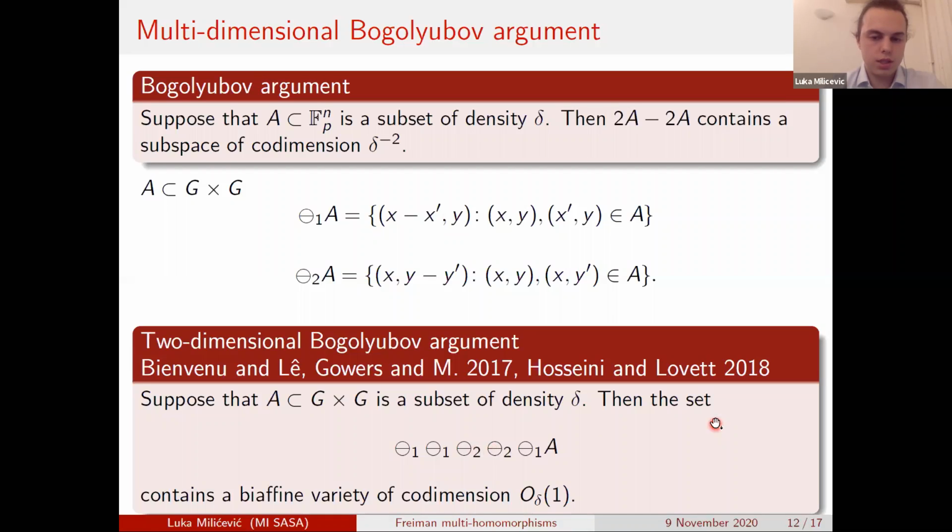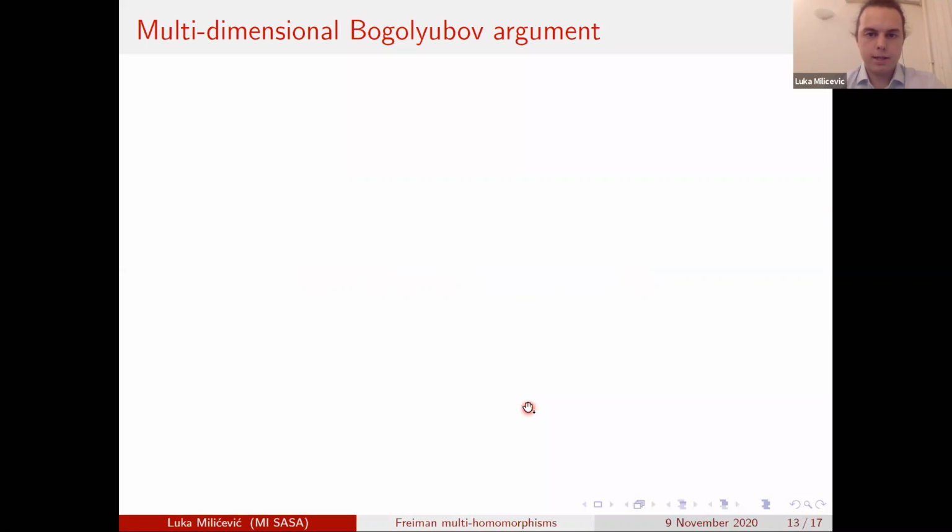And then the conclusion is such a set necessarily contains the best possible structure you can hope for, namely a biaffine variety of bounded codimension. So what I mean by a biaffine variety, I just mean a set of pairs which solve some biaffine forms being zero equations. So it's just a generalization for two variables of a usual subspace, because a subspace is just the solution to linear equations. All right, so this is what was known, and we can do the same thing with the same definition of difference sets in more than 2 dimensions.